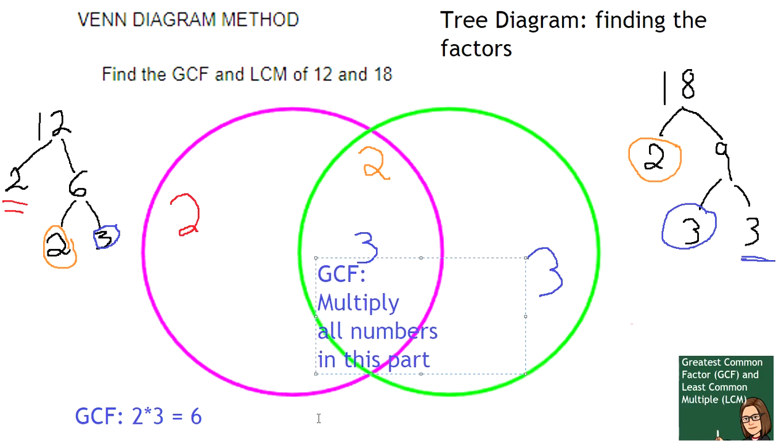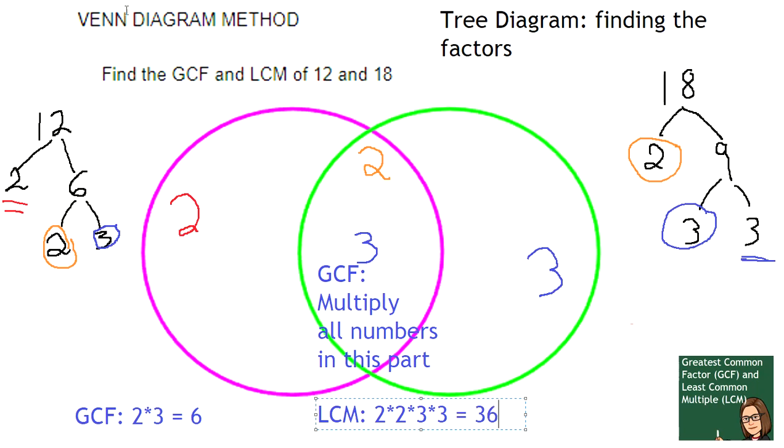Now I need to figure out what is my LCM. So I look, what is my LCM? Well, it's the least common multiple. So I'm actually going to take all of them. I'm going to go 2 times 2 times 3 times 3. Well, I know 2 times 2 is 4 and 3 times 3 is 9. So it'd be 4 times 9 is 36.